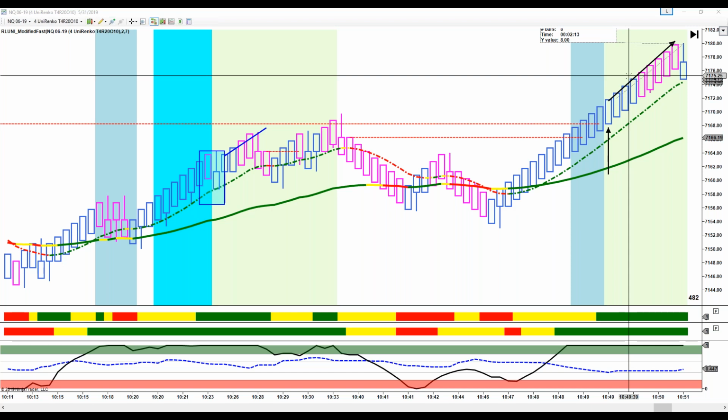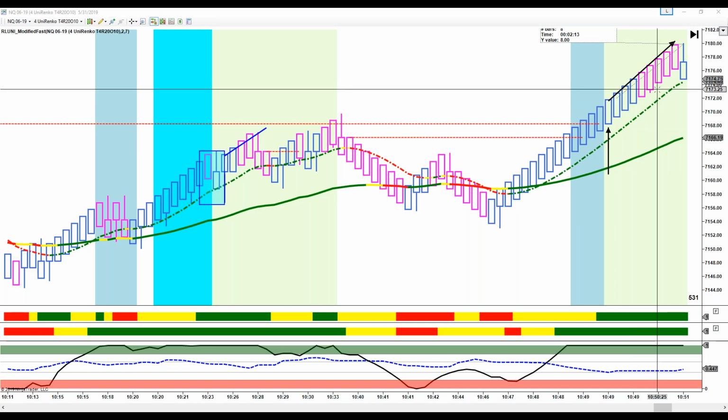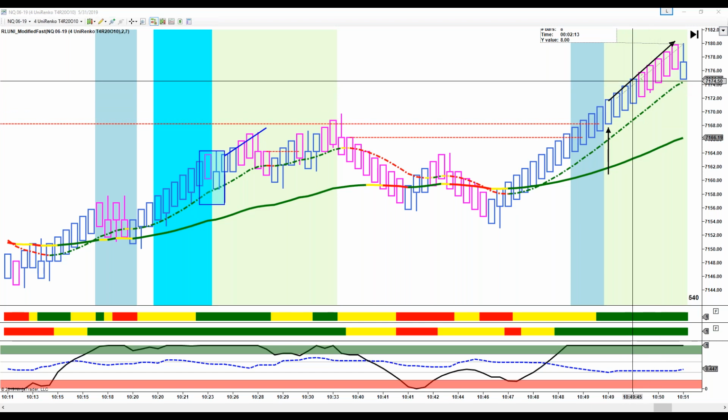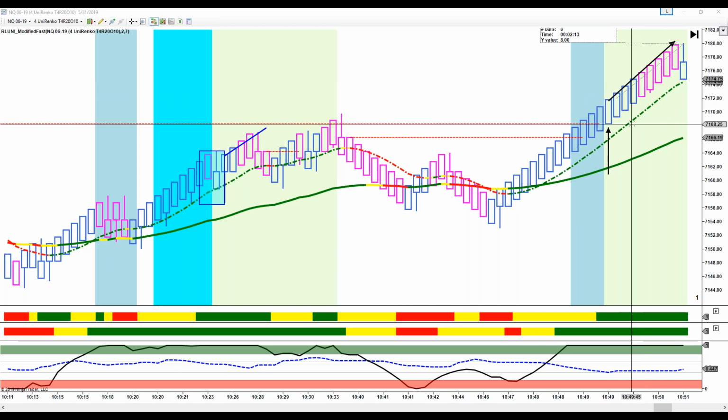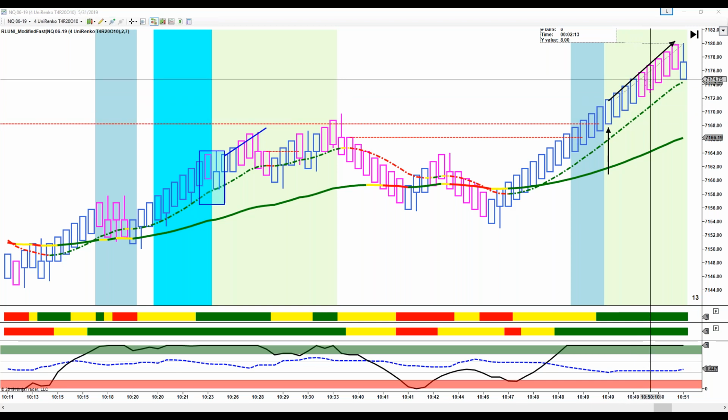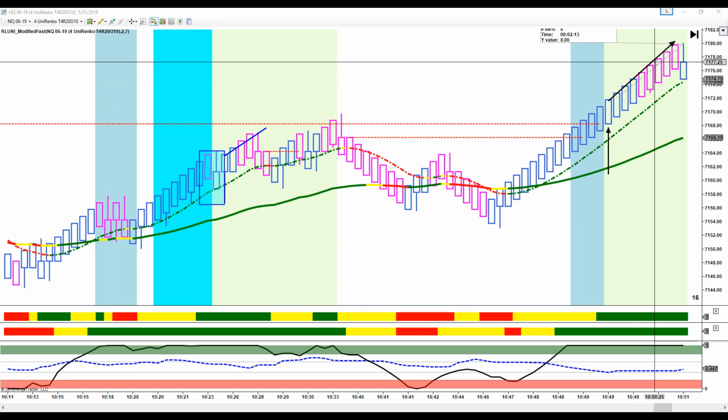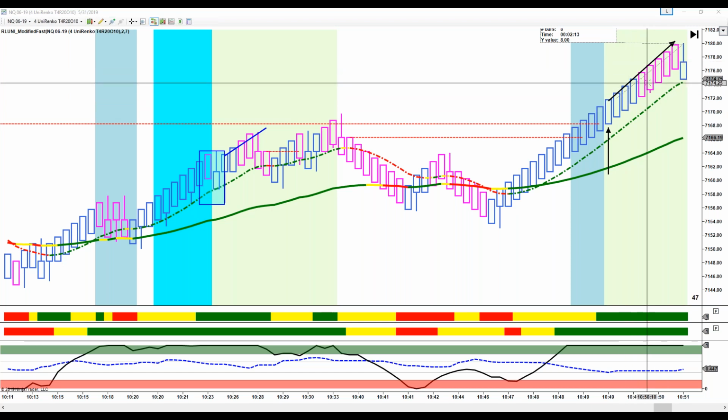And the 2.5 usually gets hit like that. I mean, quick. You are in and out. And then your goal, if you don't have a runner, is to look for a pullback and get right back in and try to get another 2.5. On a long move, you can do that twice, at least.